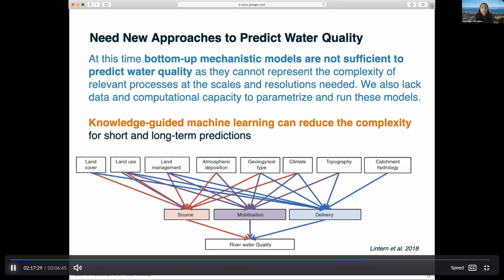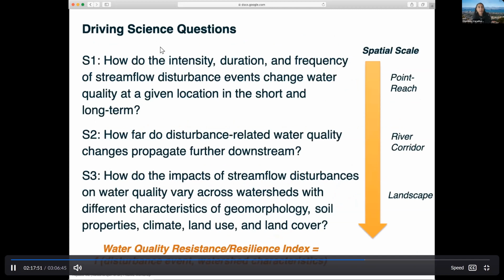So what we're interested in doing is using machine learning, and particularly knowledge-guided machine learning, to think about how we can reduce this complexity for both short as well as long-term predictions. And so here, I'm going to cover 3 different science questions that are structured to add complexity.